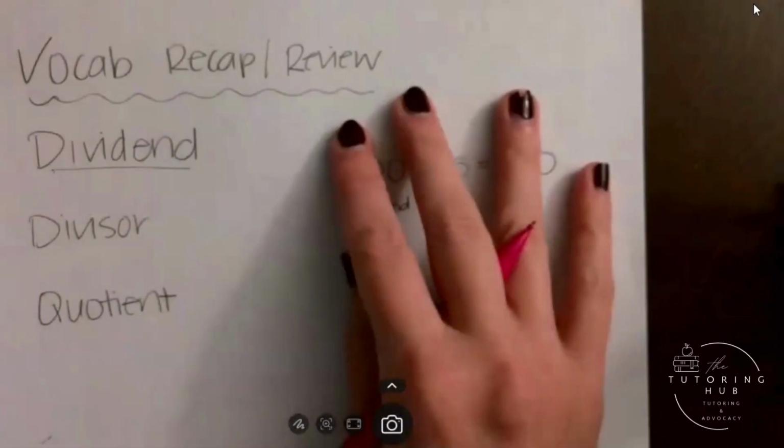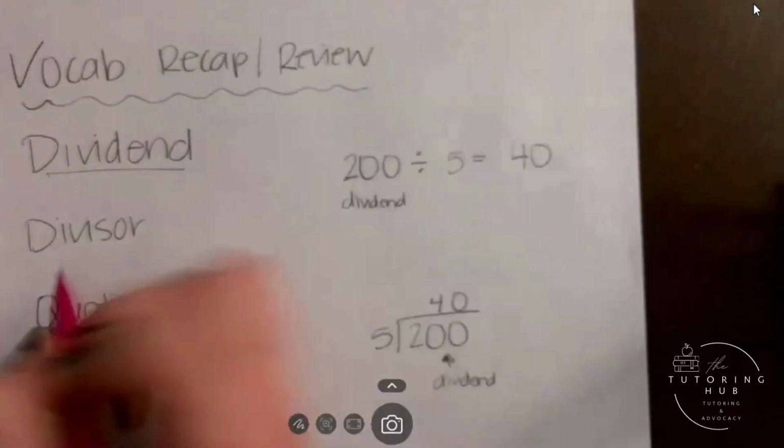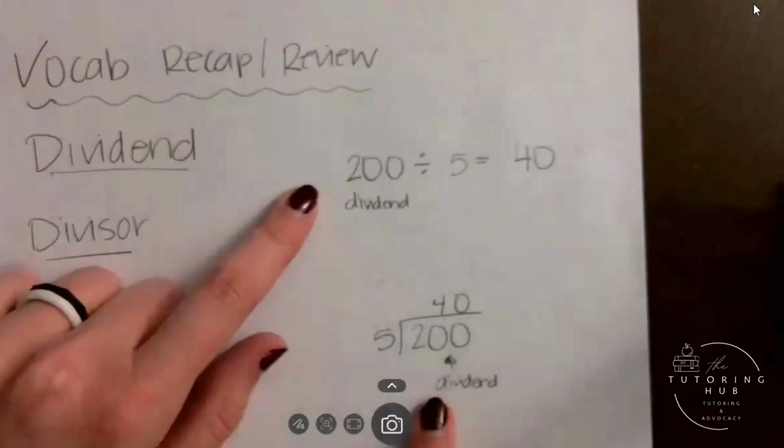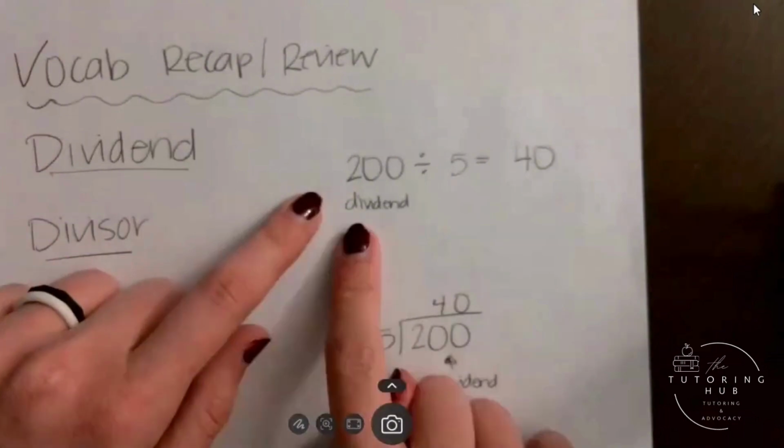We're going to do a quick vocabulary recap for dividing, and we're going to go over the dividend, the divisor, and the quotient.